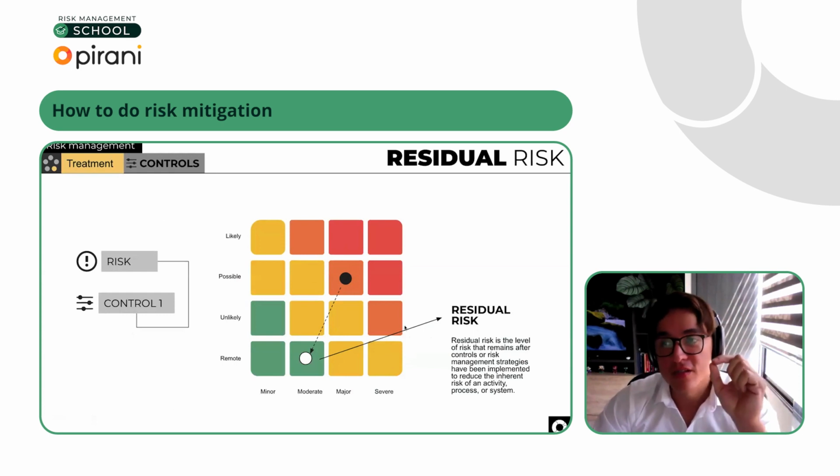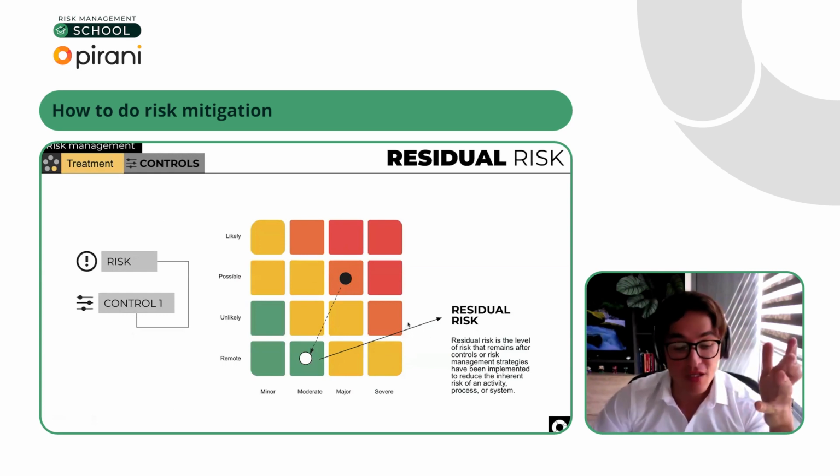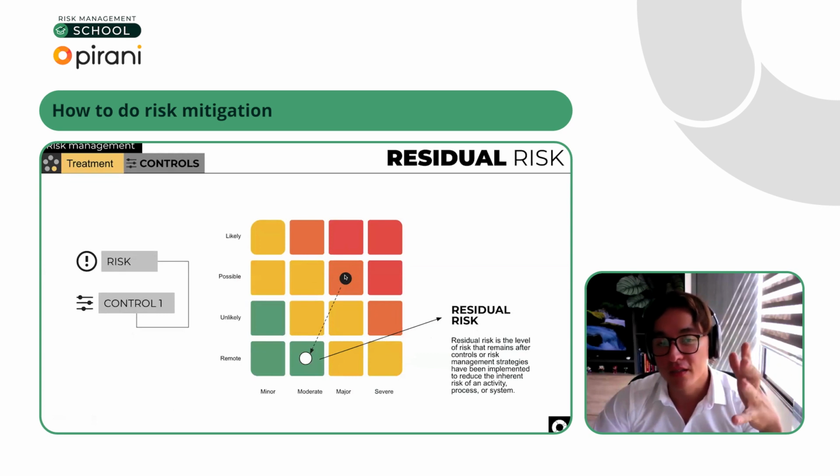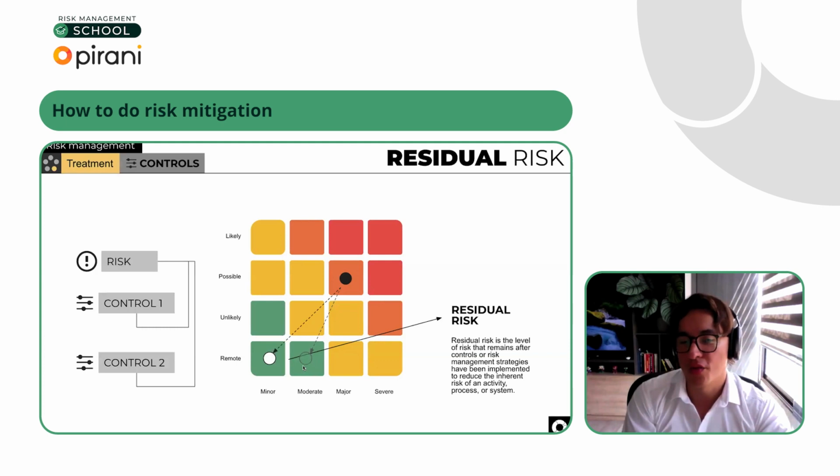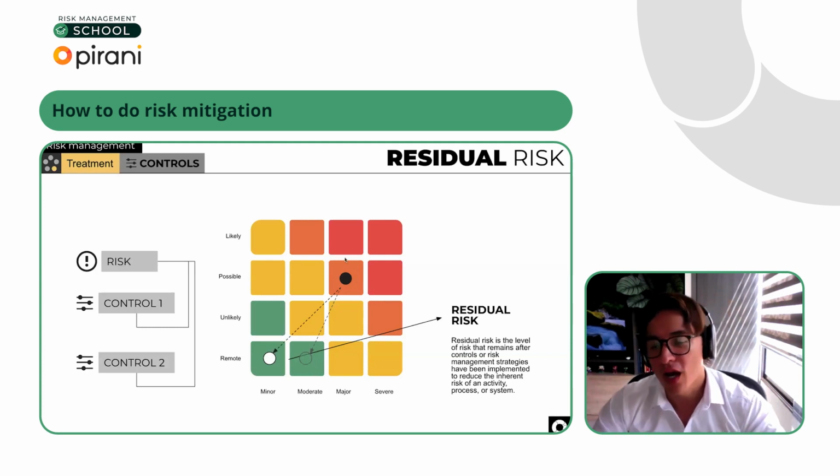So maybe in the first step, after I put the specific control to mitigate both likelihood and impact, the risk moves into the green area. And maybe after I implement a second control, it moves to another quadrant in the risk heat map, taking the risk from the high or orange area to a green area. So this is basically the theory of risk mitigation with controls.